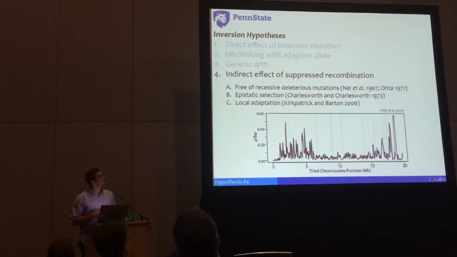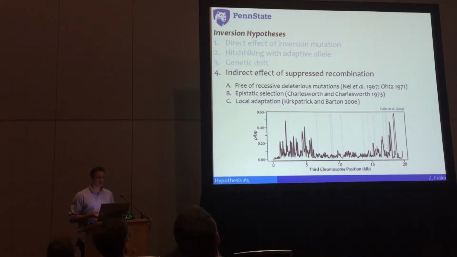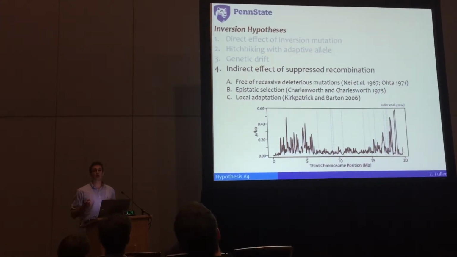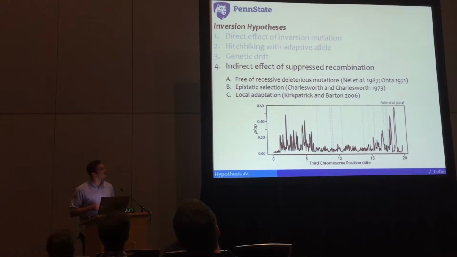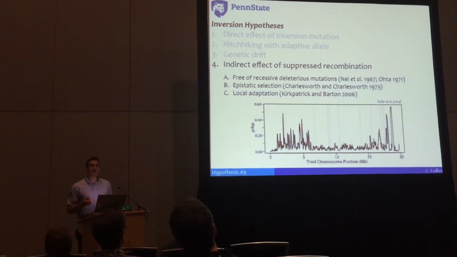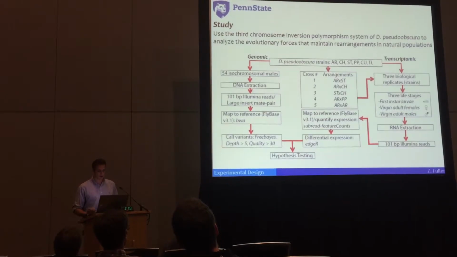So for instance, the inversion could capture a region of the chromosome that's free of recessive deleterious mutations. It could be holding together multiple loci or multiple genes that interact beneficially, so a form of epistatic selection, or it could capture a locally adapted segment of the chromosome.